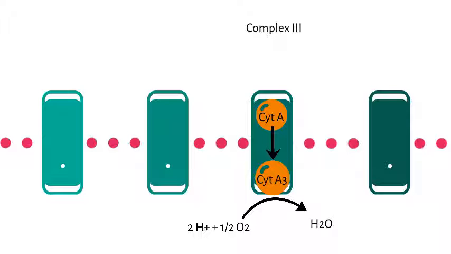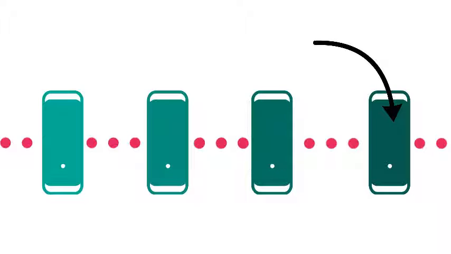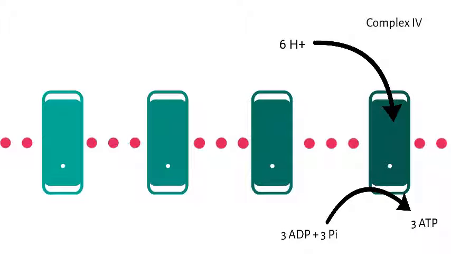The last step, the 6 hydrogen on the outside, are brought to complex 4, where it goes through ATP synthase, forming 3 ADP, which then combine with 3 phosphate to create 3 ATP.